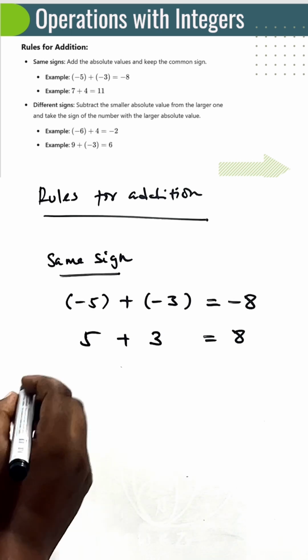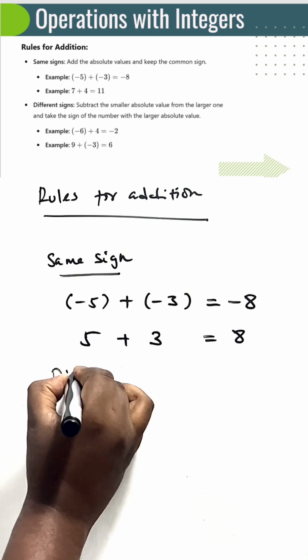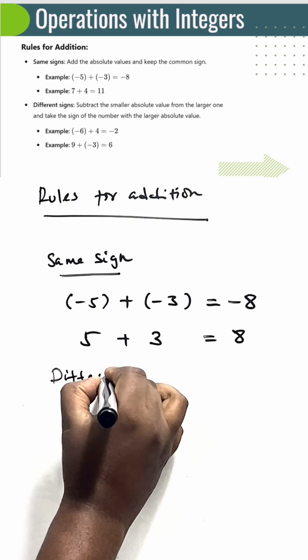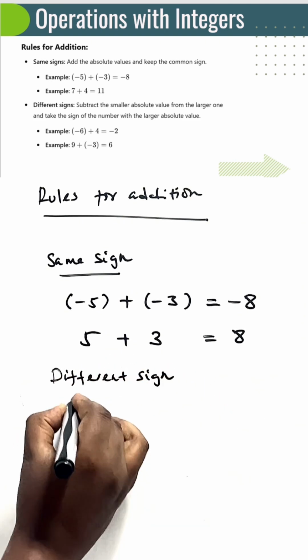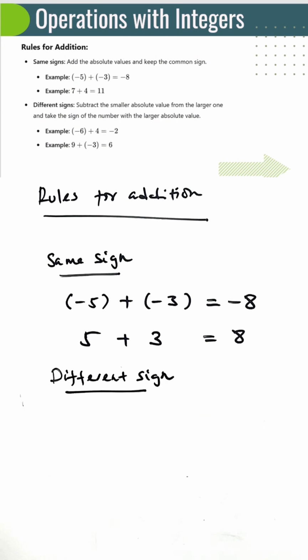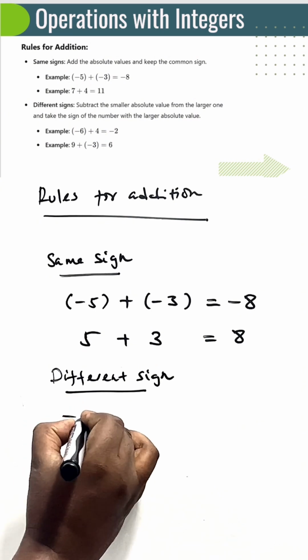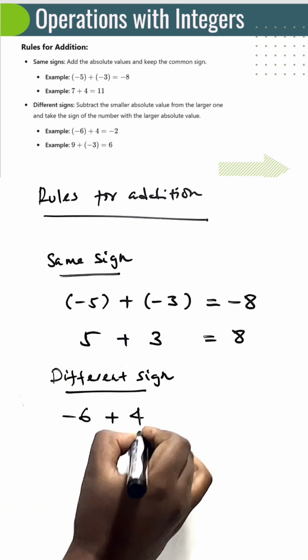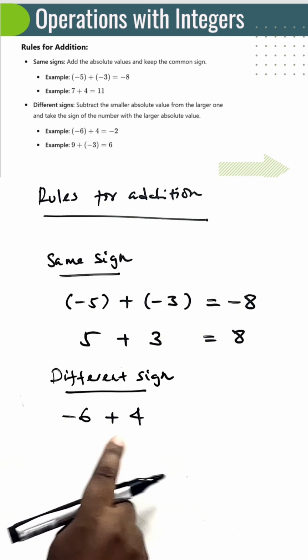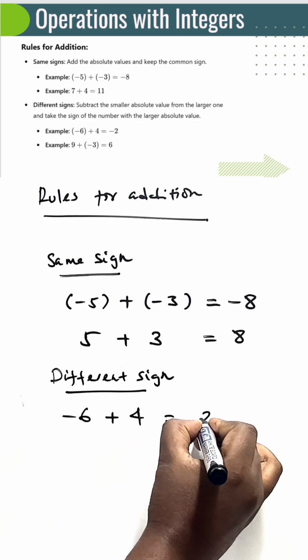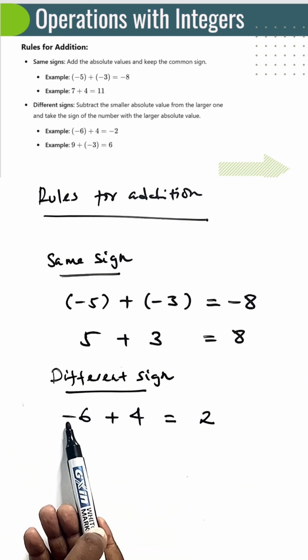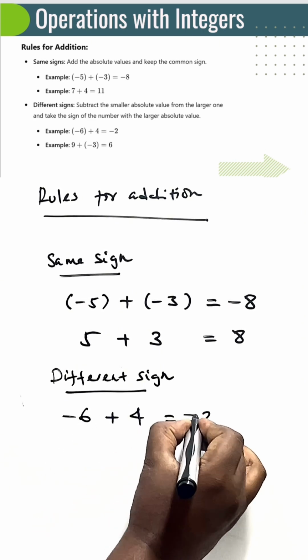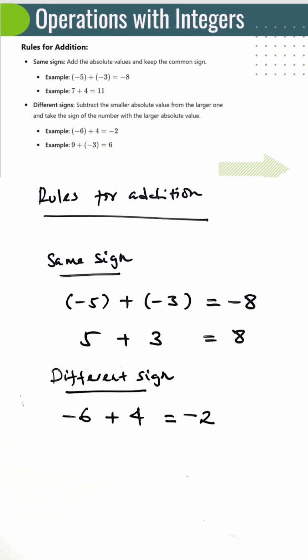What if we have different signs? Okay, let's look into different signs. When talking about different signs, we subtract the smaller absolute value from the larger one and take the sign of the number with the larger absolute value. Okay, let's have -6 plus 4. In this case, we do subtraction. That would be 2. Then the sign of the larger number is negative, right? So that would be -2.